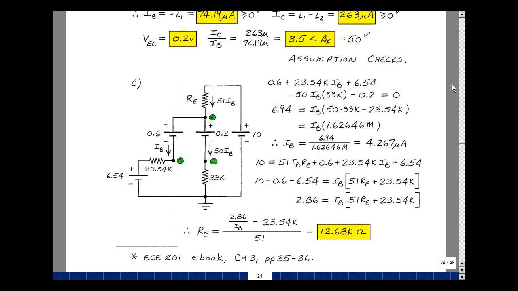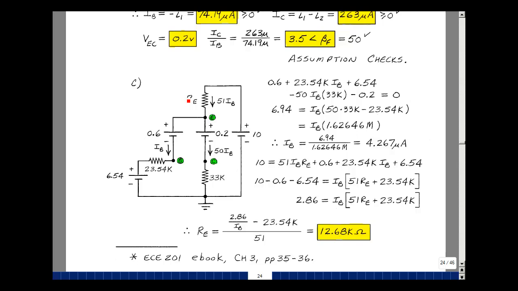In the last part of the problem, we're asked to solve for the value of R sub B, which would put us at the edge of saturation. We'll leave our saturation model in, but we're going to label the collector current now as beta F IB, or 50 I sub B. That's our edge model. I've got IB here, 50 IB here, 51 IB here. I want to be able to solve for this.